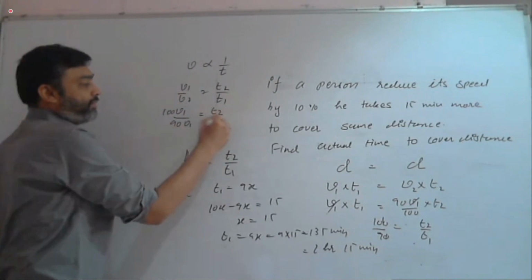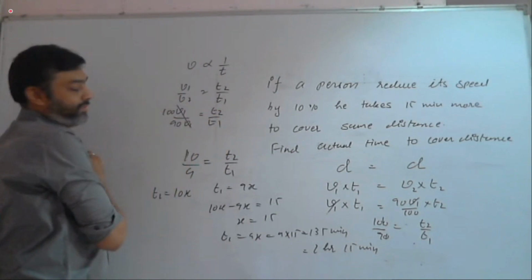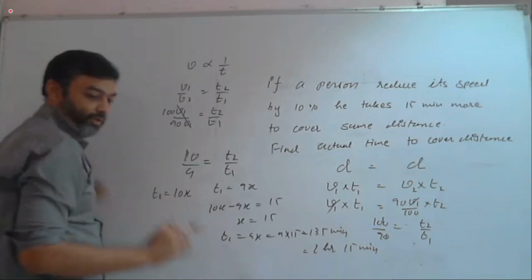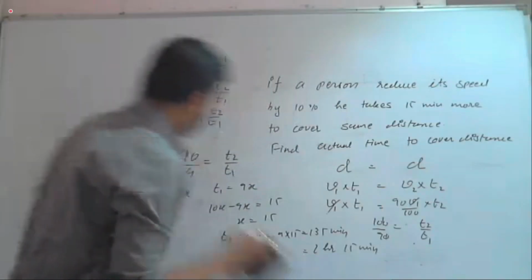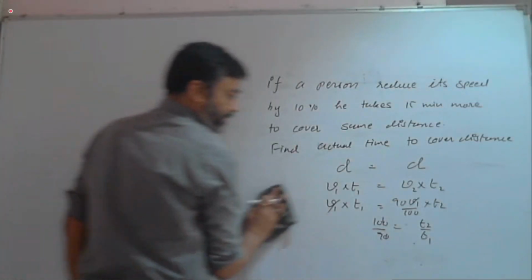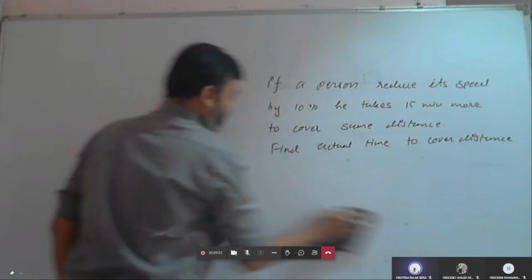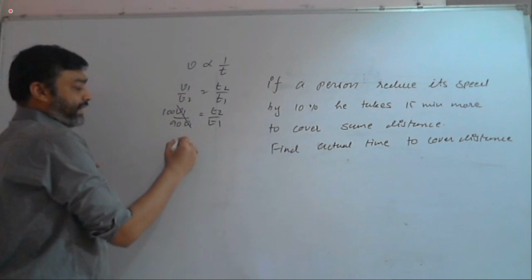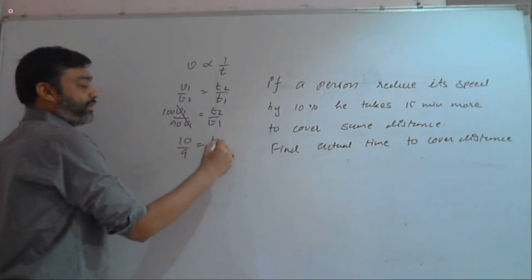So when you go with this one, 100 v1, 90 v1, that is called t2 upon t1. So I can cut this v1 v2, and we can save some steps. Few more steps, still remember everybody. Look, I can come down to very few steps. First of all, this I can simplify: 10 by 9 equals t2 upon t1.